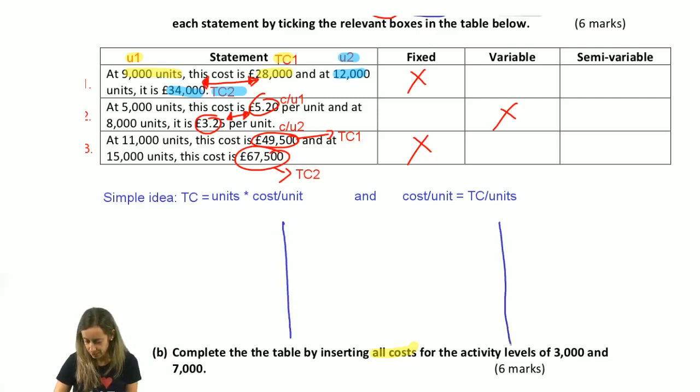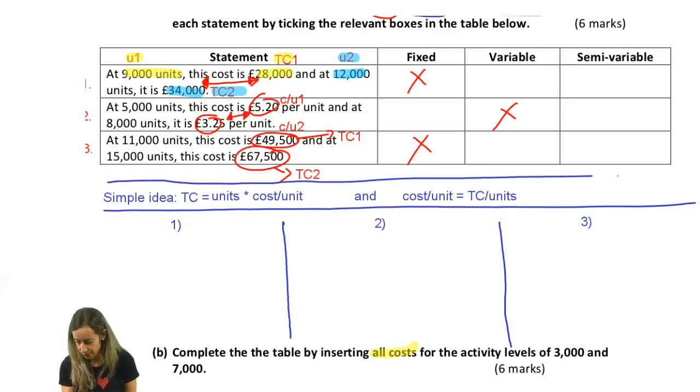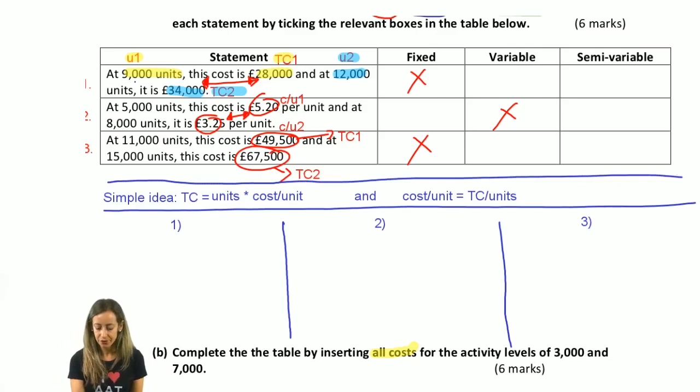This is our simple idea that we will be using, and I'm going to say this is our first cost type, this is our second cost type, and this is our third cost type. So we will be using that, and we will take the first one.